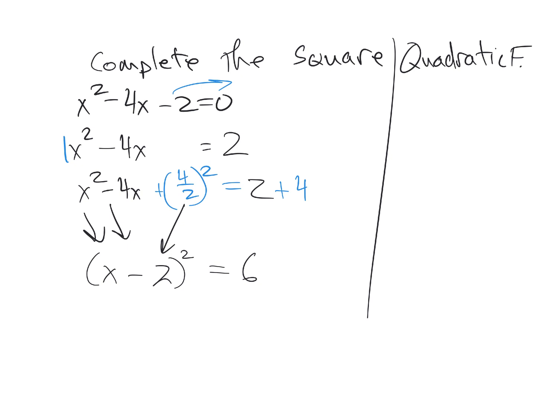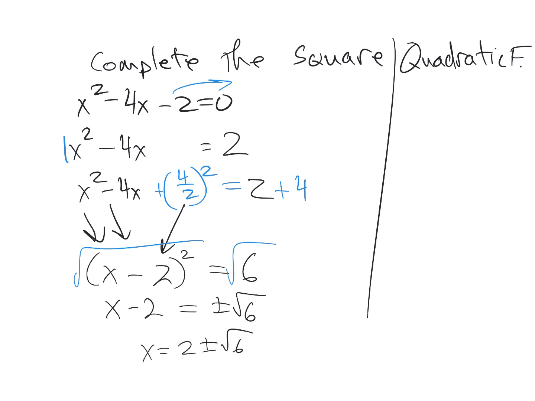And then we finish the problem by taking the square root of both sides, and we get x minus 2 equals plus or minus the square root of 6, which does not break down. I expect you to break it down. Leave it in radical form, but you must break it down. 6 doesn't break down any further. Okay, so now we add 2 to both sides, and we get 2 plus or minus the square root of 6. That's completing the square.